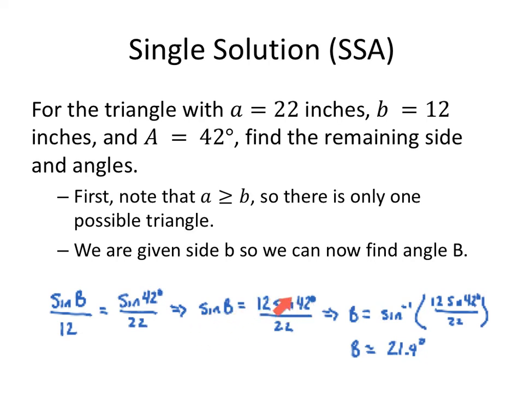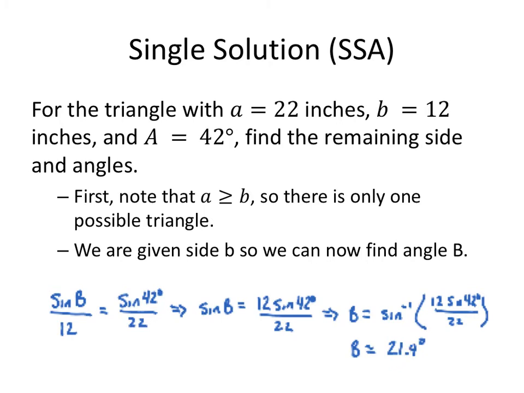The sine of B is height over 22. That tells me that B is the inverse sine of 12 sine of 42 degrees over 22. And using my calculator in degree mode, I find that that is 21.4 degrees. I'm going to guess that's a 4. I might need to check my calculator to make sure.